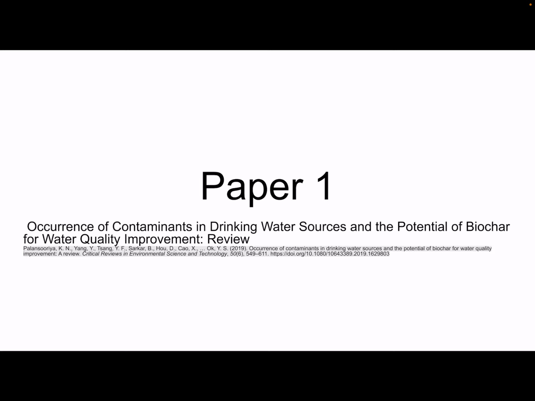And this is just some of the research I did and some of the findings I want to present here. So the first paper I looked at talked about the occurrence of contaminants in drinking water sources and the potential of biochar to improve water quality. And it's basically a large review paper that looked at various sources and compiled the main findings of how they use biochar in water quality.